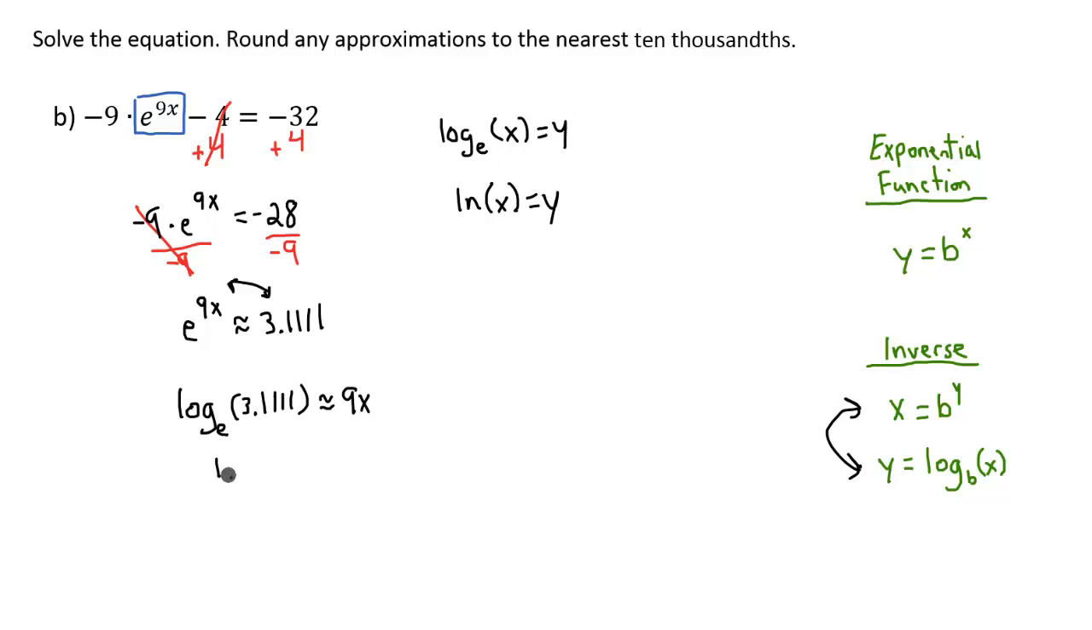So now I have 1.1350, which is approximately 9x. I'm going to divide both sides by 9, and that's going to give me my final answer. That's going to be approximately 0.1261 for x. And there we go.